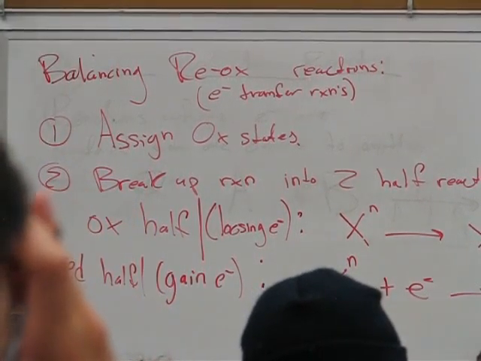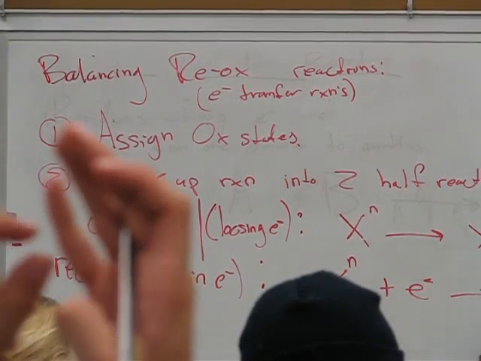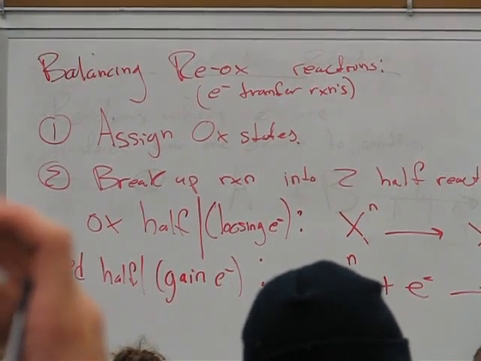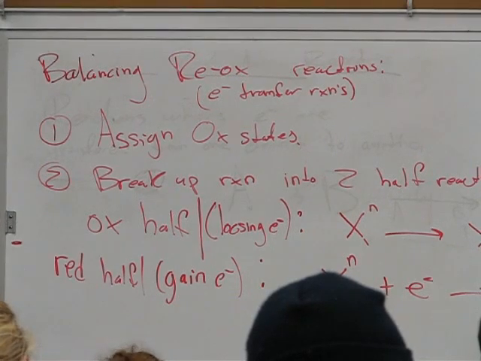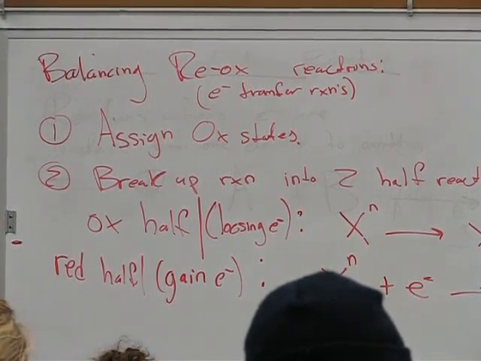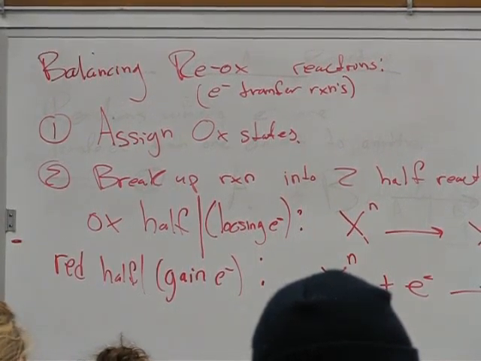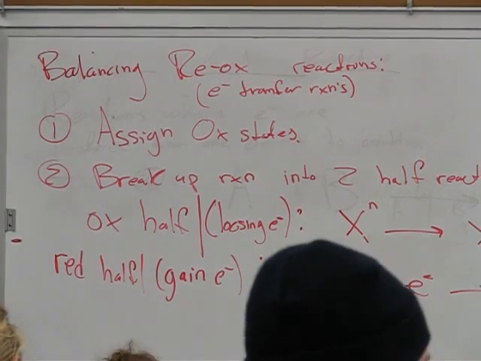So let's do an example of balancing a redox reaction. We have lead oxide reacting with ammonia gas, goes to water plus hydrogen gas.